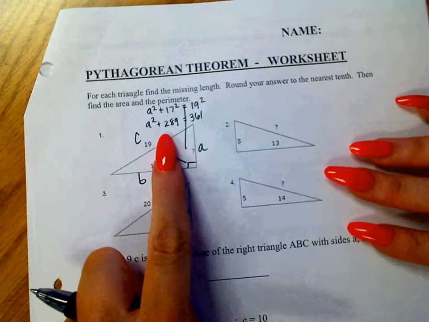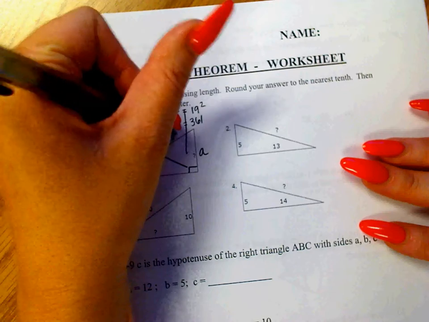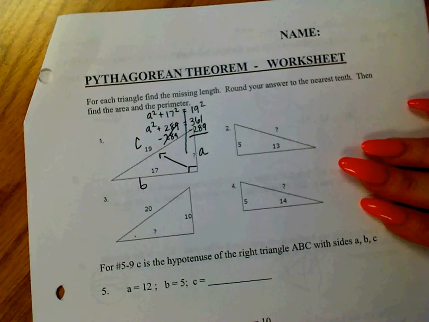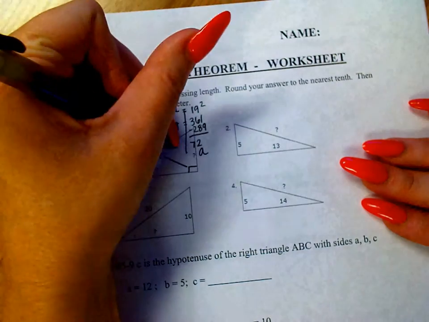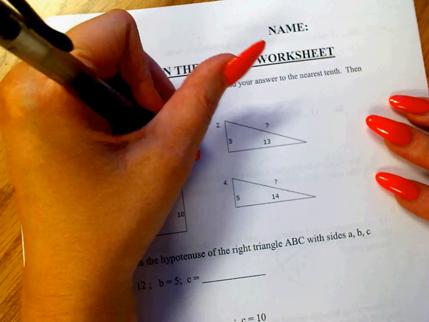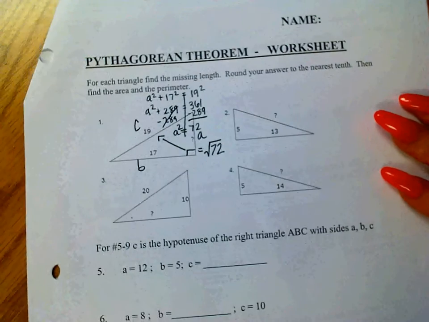So when the numbers are on different sides like this, you have to subtract. So subtract 289. And that's 72. So A squared is 72, so remember you have to take the square root. So the square root of 72.